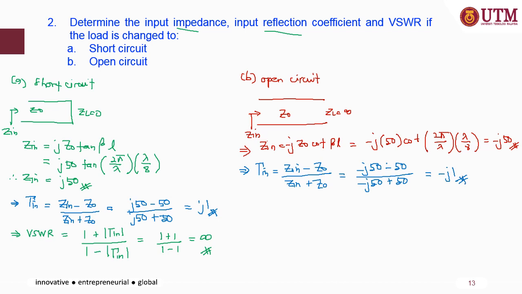Okay, lastly, the VSWR for open circuit. Same steps: 1 plus the magnitude of your reflection coefficient divided by 1 minus the magnitude of the reflection coefficient. So here, magnitude of negative j1, 1 plus 1 divided by 1 minus 1. So you should get the VSWR equal to infinity.